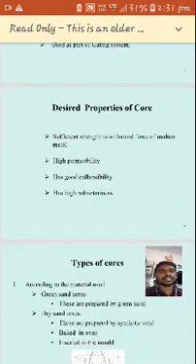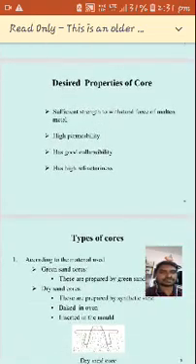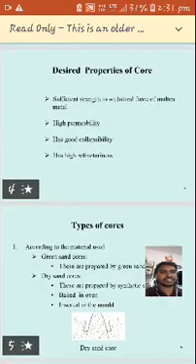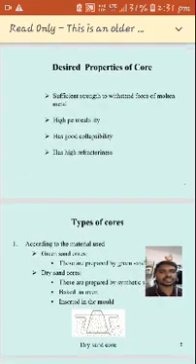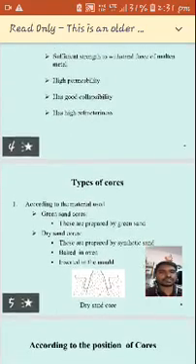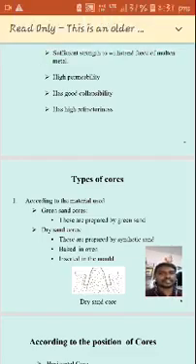What are the desired properties of core? Sufficient strength to withstand the force of molten metal. So if you use the core, it should withstand the force of molten metal. It has high permeability, good collapsibility, and high refractoriness.